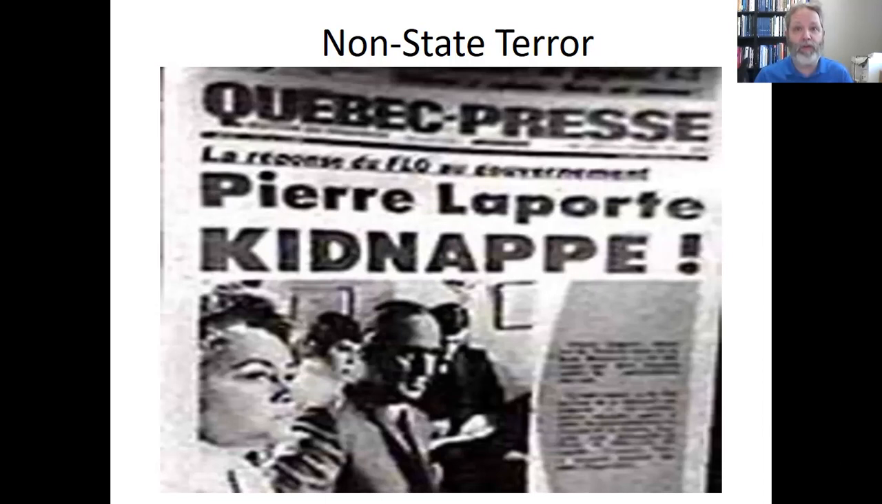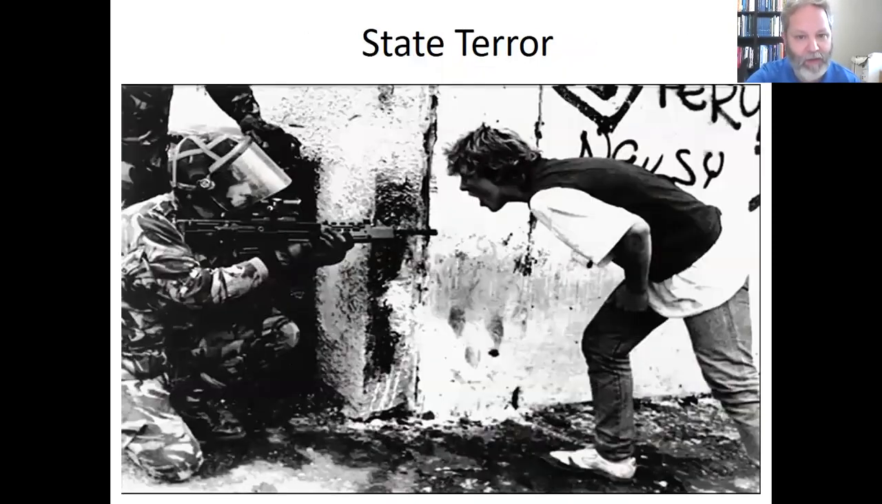Non-state terror could be designed to remove political leadership who they believe are in the way of more positive change. In the 1900s, 1910s, we have anarchists assassinating leaders to try to provoke political change. We'll get to that in a second.